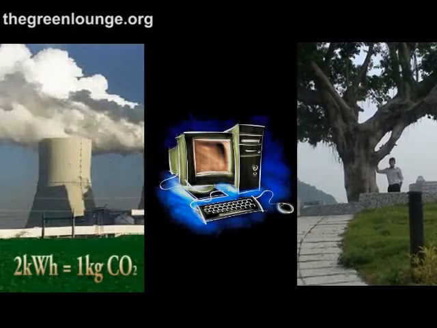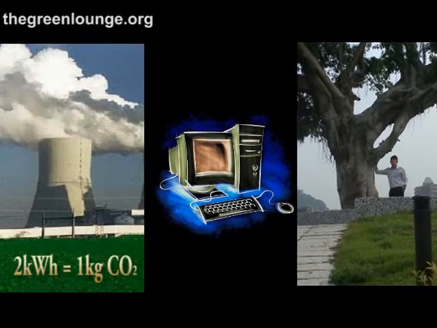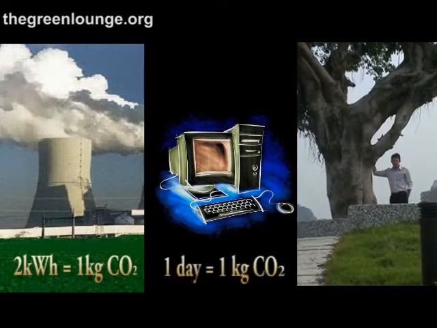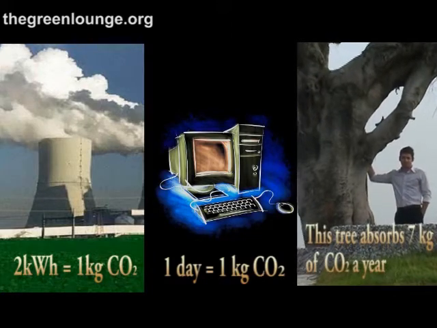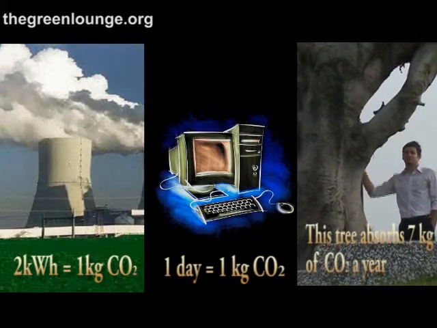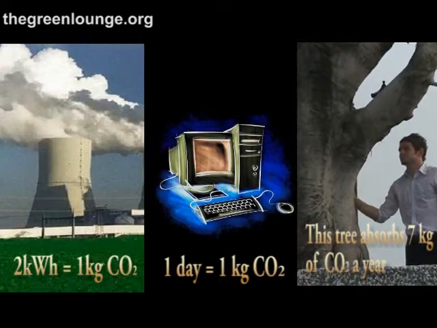Production of 2 kilowatt hours of electricity emits 1 kilo of CO2 into the air. The average office PC will go through that 2 kilowatt hours in a single workday. That means in just 7 days your computer will cause more CO2 to be released into the atmosphere than this tree can absorb in a year.